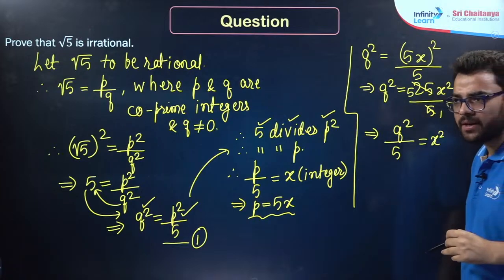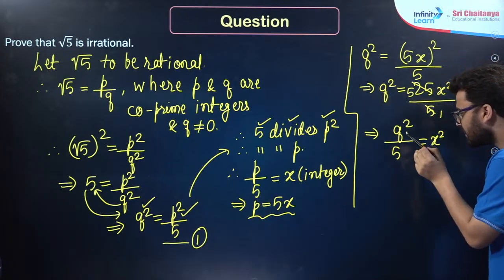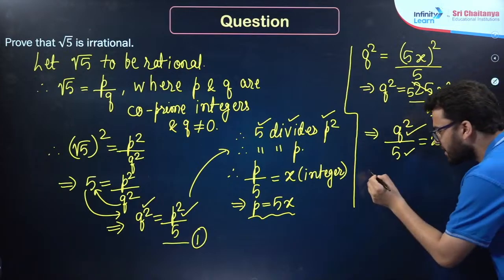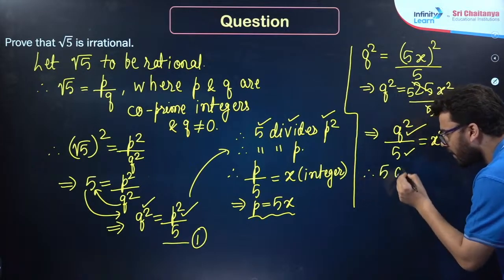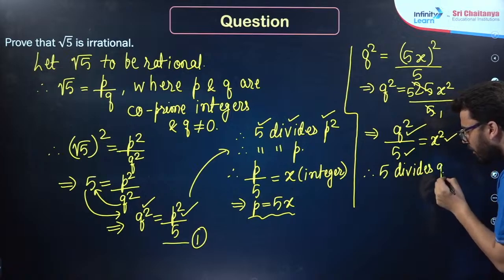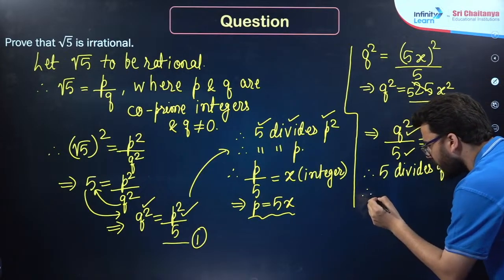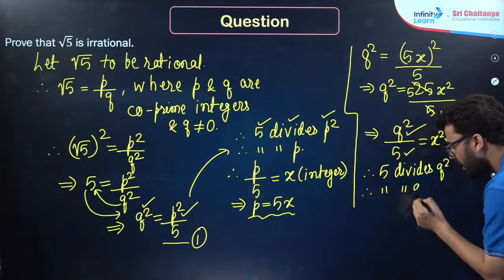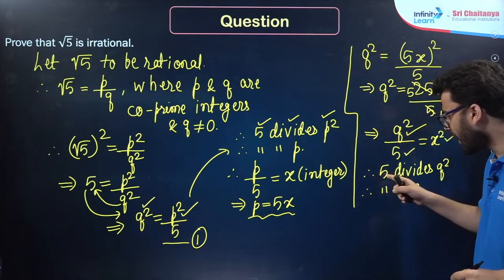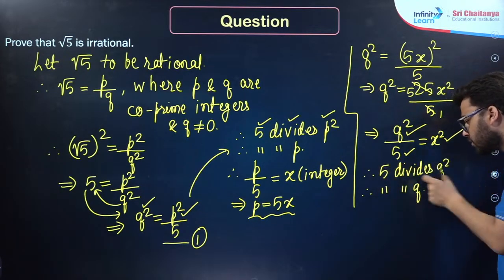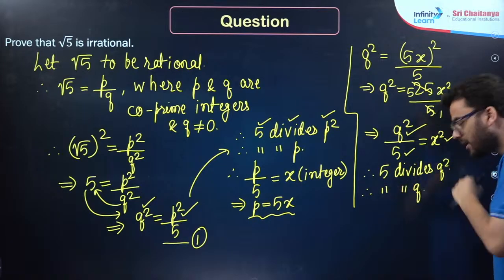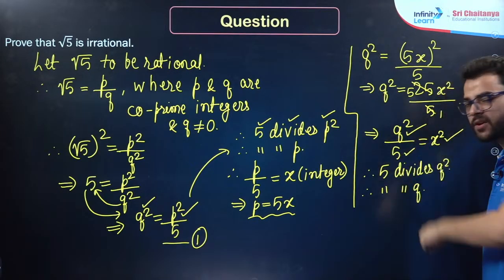So what does it mean? It means that this integer divided by 5 is another integer. So we can say that 5 divides q square as well. 5 divides q square, or 5 is a factor of q square. So 5 divides q as well. We have studied this property: because 5 is a prime number, and it is dividing q square, 5 will divide q as well, or 5 is a factor of q as well.